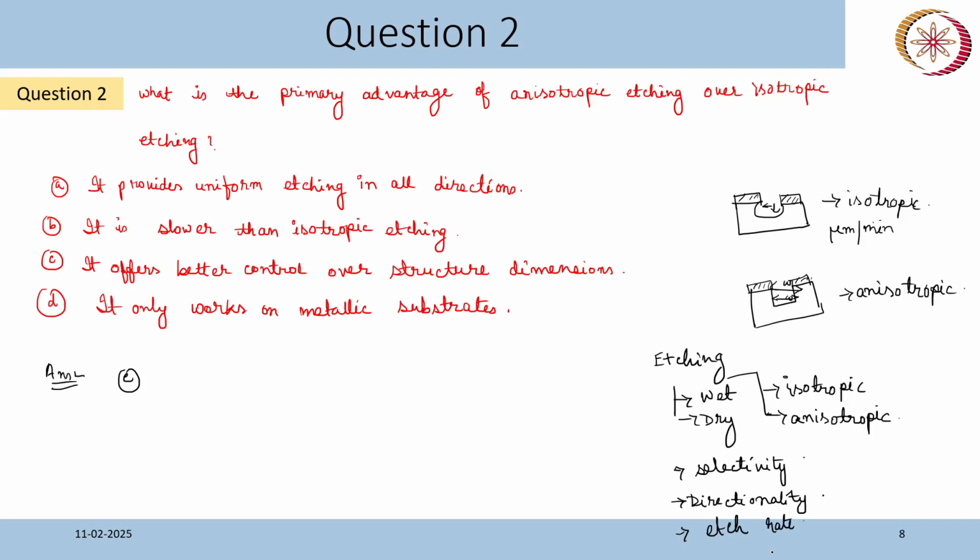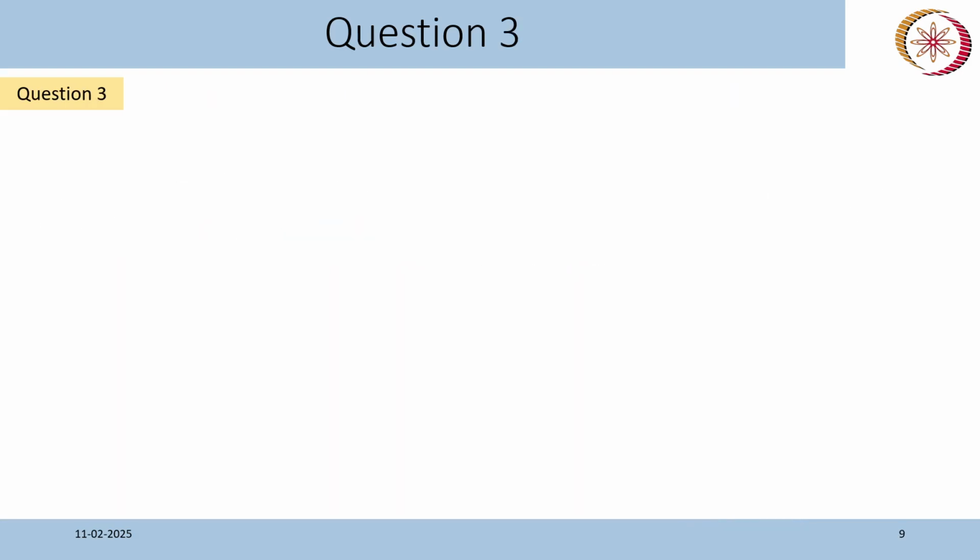Usually you want a very high etch rate if you are going for bulk micromachining, say. And if you are going to remove a few nanometers, then you will go for anisotropic etching, where the etch rate will be slow, but you will get better control. Okay, let's go to the next question.